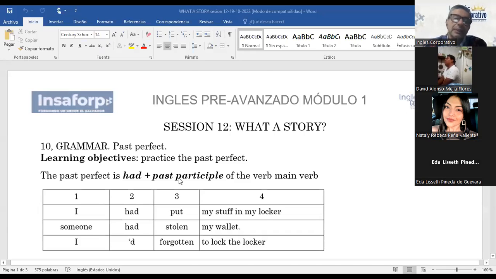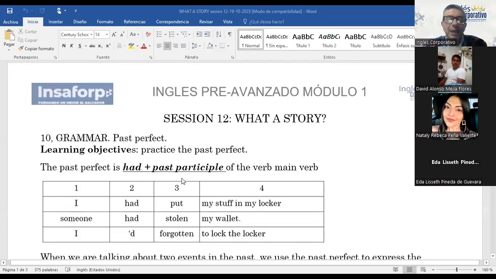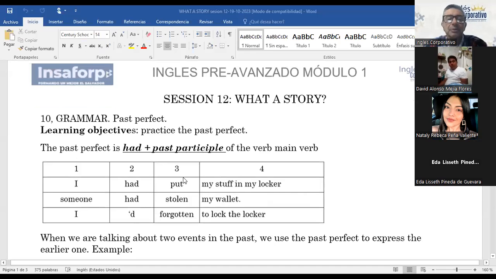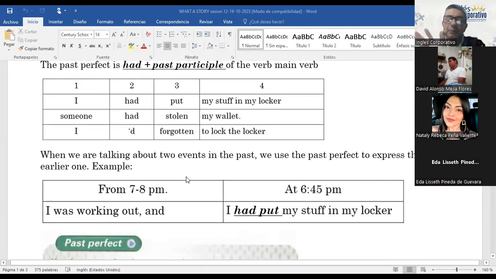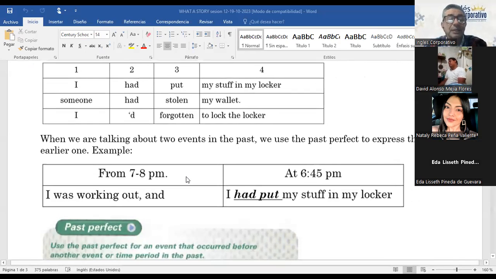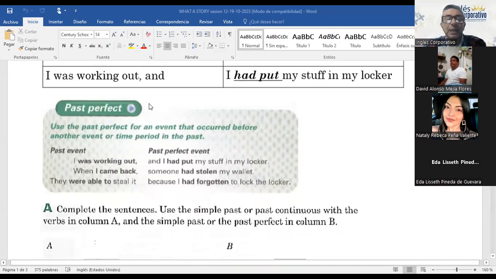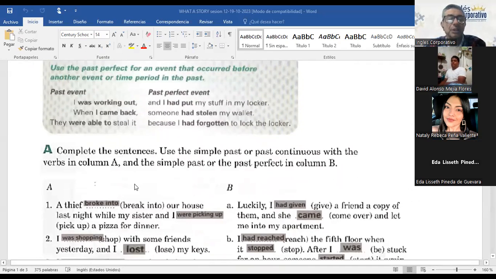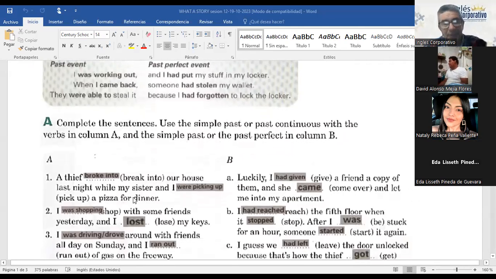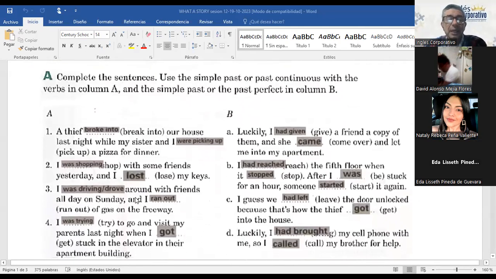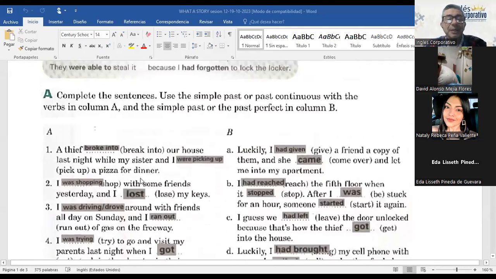So you had the rules of how to form the past participle, okay, the past perfect, that we saw yesterday. We're going to do it very briefly today. So you have the chart, and I put the task with the exercises that we discussed yesterday.